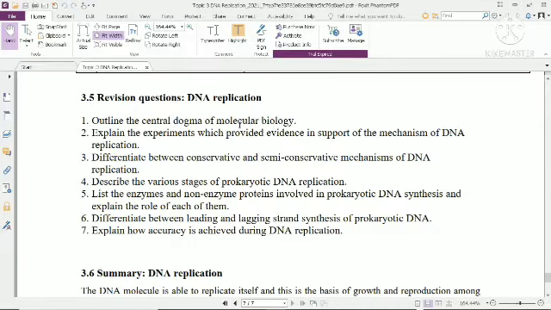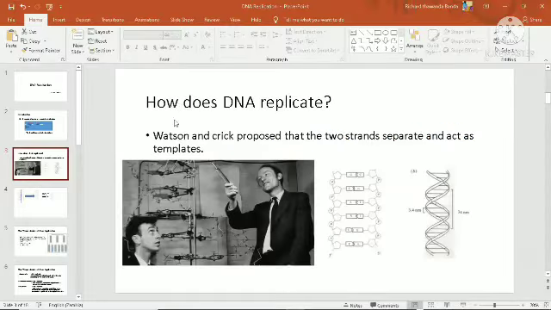The next question says, explain the experiments which provided evidence in support of the mechanism of DNA replication. If you recall, if you're able to see this image, Watson and Crick, using experimental data from Hawkins and Franklin, came up with a model. They deduced the model for DNA.